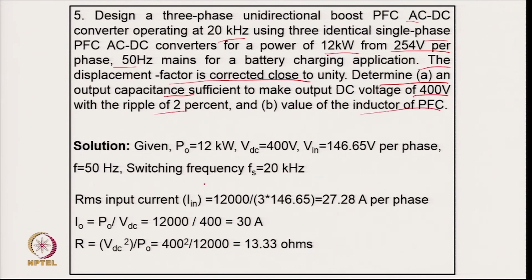So now coming to the solution, the power output is given as 12 kilowatt and the DC voltage is 400 volt, and V input average will be 146.65 at 50 hertz, and the switching frequency is taken as 20 kilohertz. So the RMS input current will be calculated from the power for 3 phase. It comes to 27.28 per phase, and the output current will be P upon VDC. So putting in the values, it comes to 30 ampere, and the equivalent resistance comes from this power relation as 13.33 ohm.